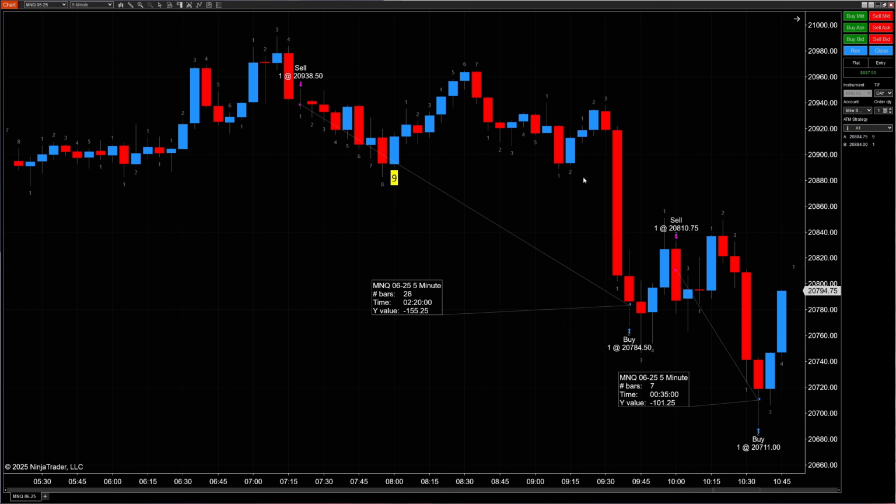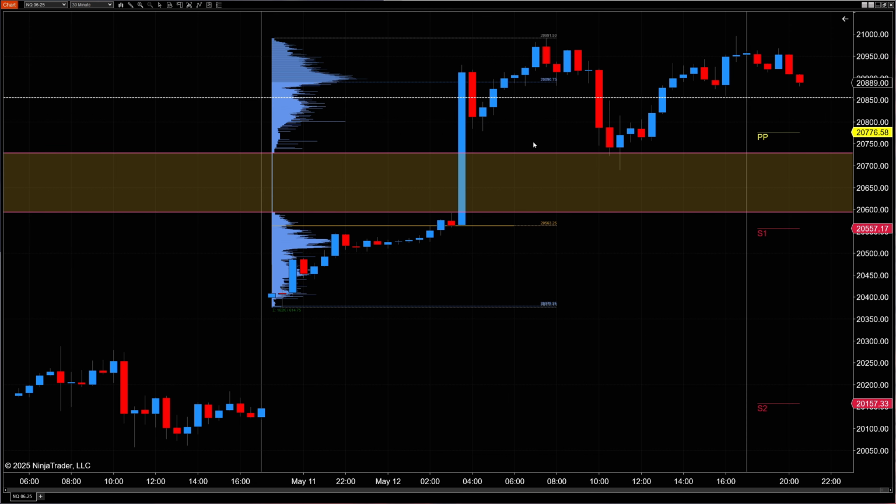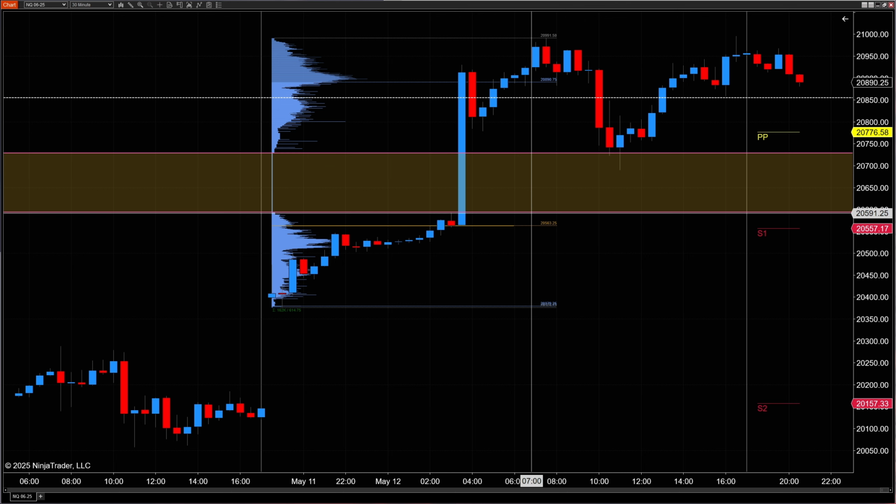So I said, you know what? I'm going to go ahead and get out. Then as we came up right here, we started to come back down. I went ahead and re-engaged for that same target, but notice where this target is right here, 20,711. If we look at where this minus development area comes into play, it starts right there at 20,728, and it really goes all the way down to 20,593.